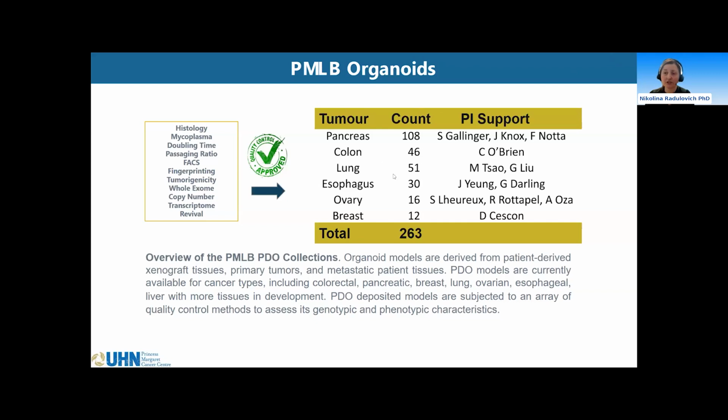So our biggest collection is pancreas, because that is the first set that we started with. We have a large collection of colon and the lung, followed by esophagus, ovary, and breast.